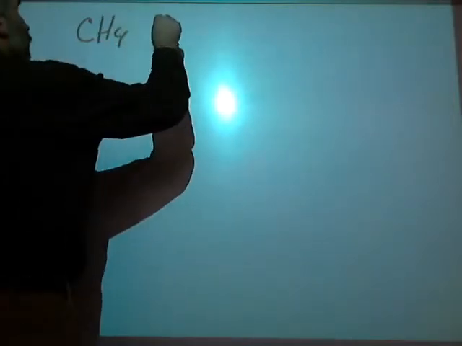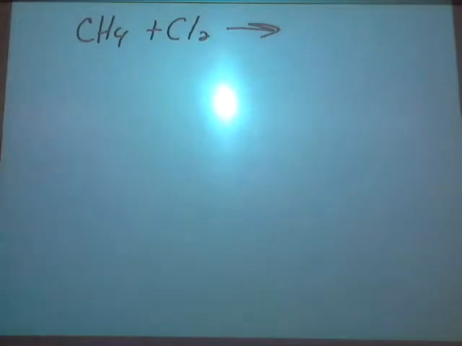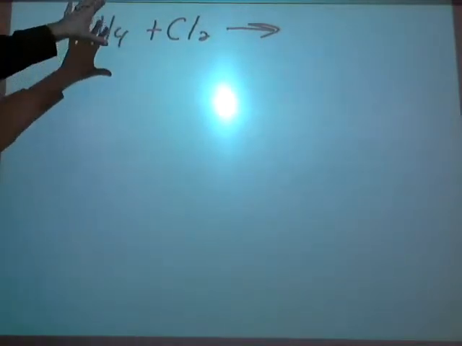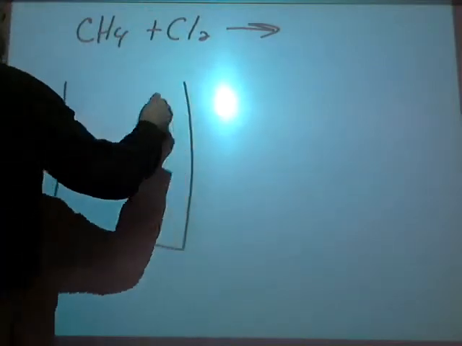Remember, this is my general formula. I'm taking those two things and reacting them together, right? So if I put a mole of methane and a mole of chlorine gas into my beaker, here's my beaker.